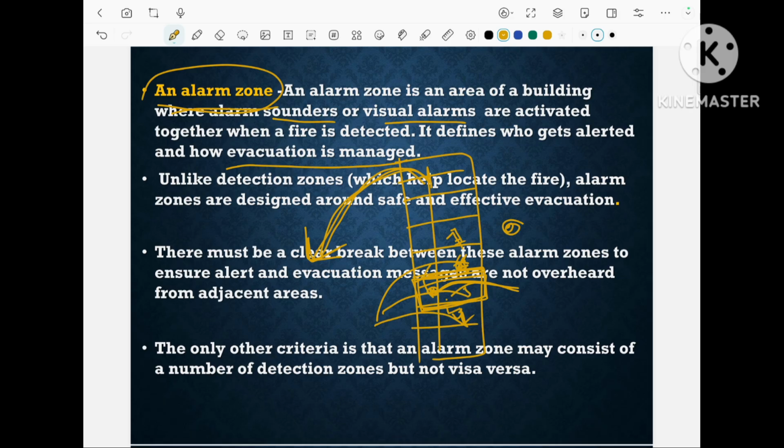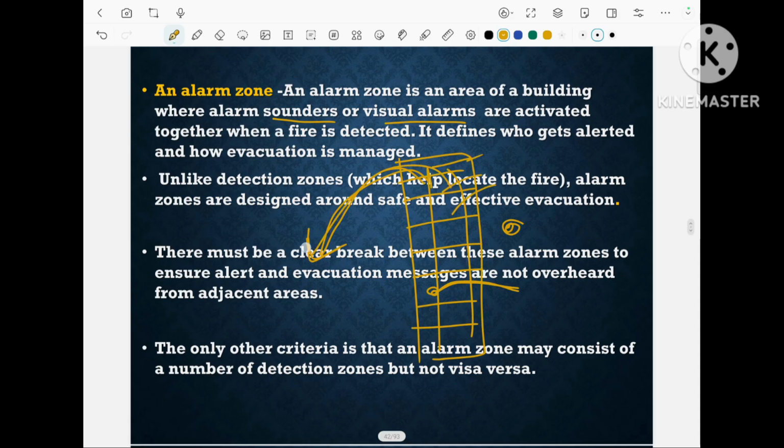Suppose the fire happened on the 5th floor itself, and all the fire alarm sounders of the whole building activated together, then there will be a panic situation. Though there is no fire on the 30th, 29th or 28th floor, people will leave the building in panic. This will create a problem for the people who need to evacuate from the required floors like the 5th, 6th and 4th floors. So alarm zoning helps decide who should get alerted.